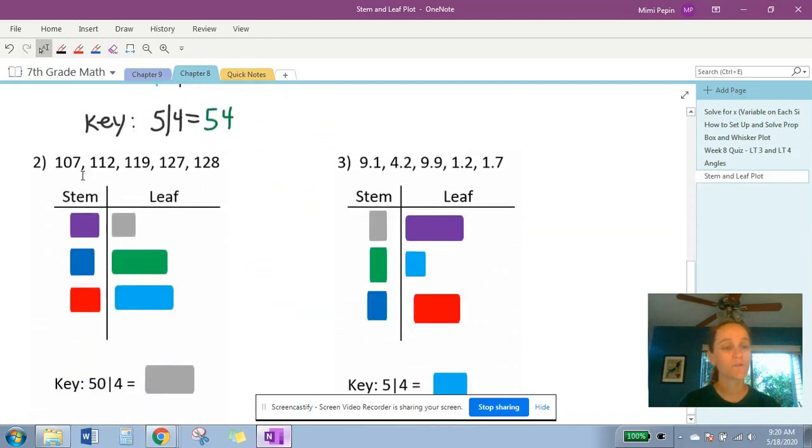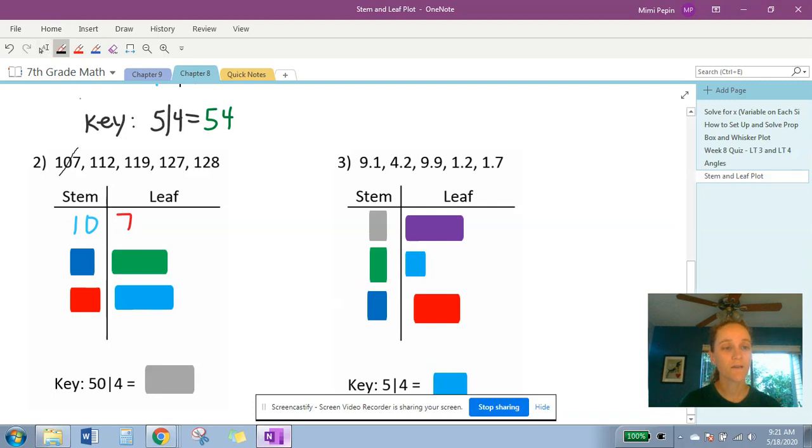Okay, so number 2, I'm not going to go through this entire one, but I'll kind of start it off for you. So this time I have 107. I can't put 1 in the stem and 0, 7 in the leaf. You can only put the ones digit in the leaf, or one number. So for this one, I'm going to put 10 in the stem. This represents 100. And then I'm going to put the 7 over here, so that represents 107.